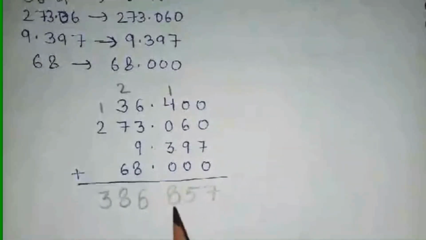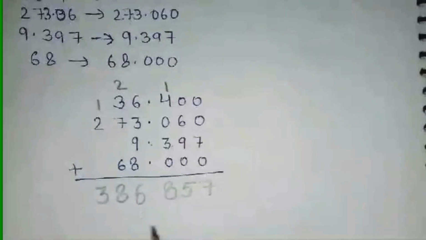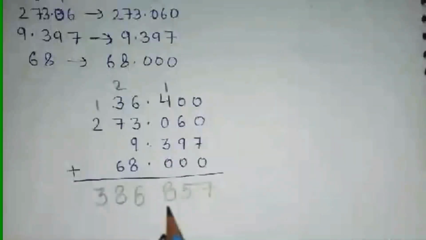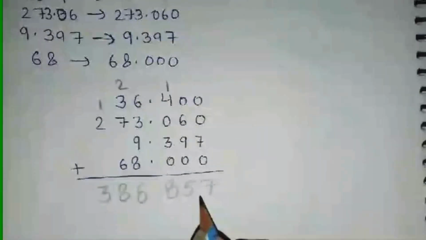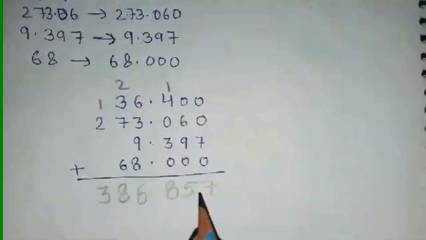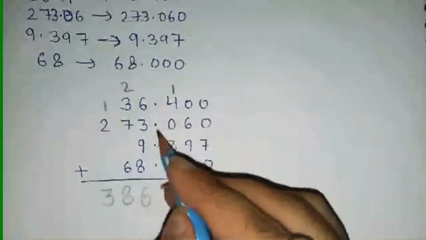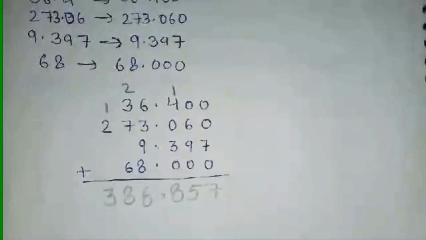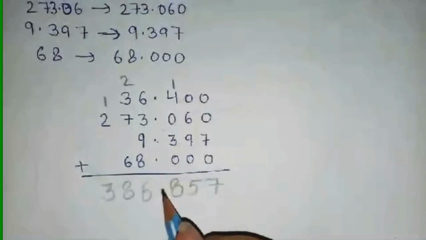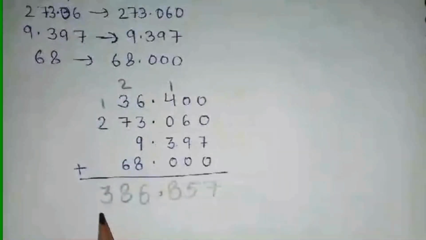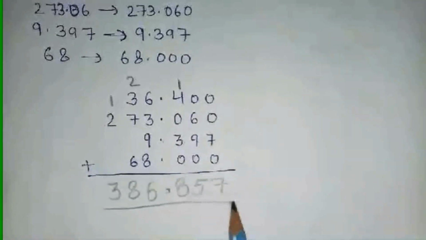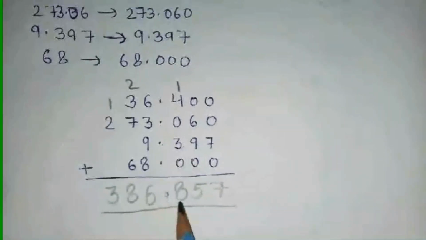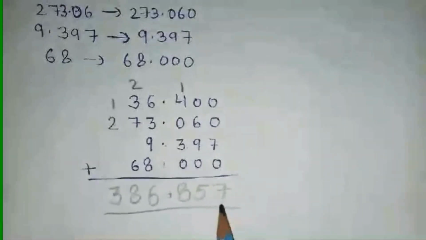Lastly, put the decimal point in the sum. Put the decimal point in the sum under the decimal points of all the decimals. So, under the decimal points of all the decimals means here we put the decimal point. And the answer is 386.857.